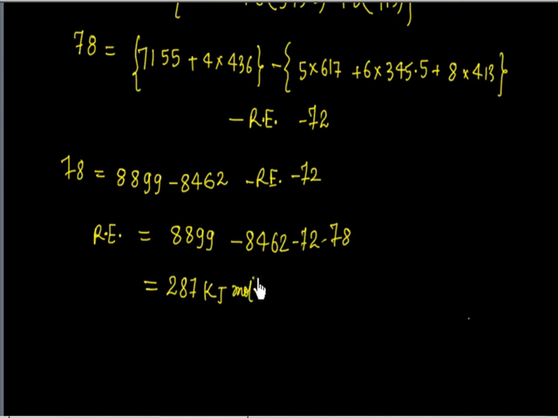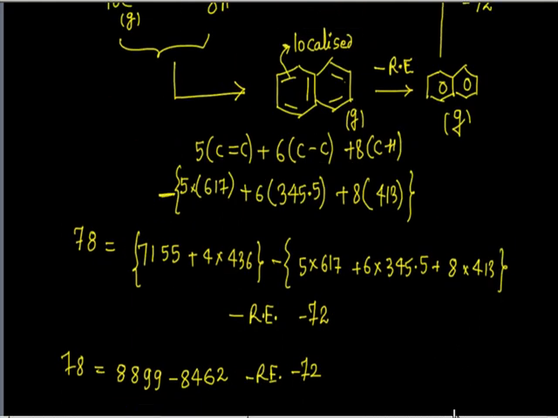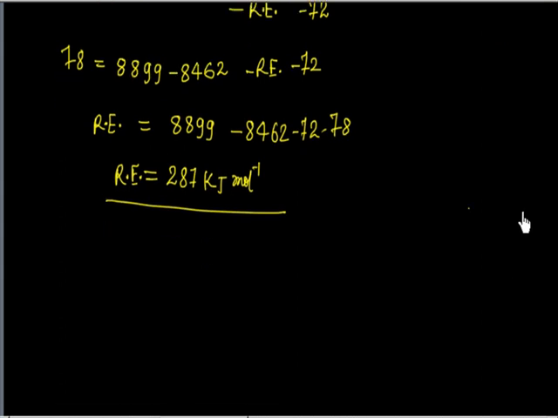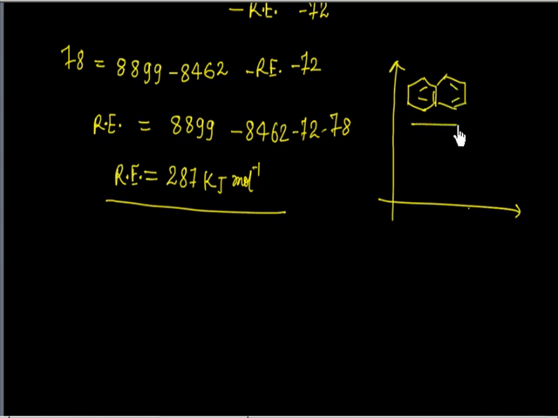Are you getting it or not? This is the amount of energy that has been released, because I have assumed the resonance energy is negative. This means 287 kilojoule of energy has been released. So if this naphthalene is your localized naphthalene, it has this energy, and your delocalized naphthalene has 287 kilojoule less energy. So this is delocalized, resonance stabilized, but this is not resonance stabilized. So this is the resonance energy for this question.